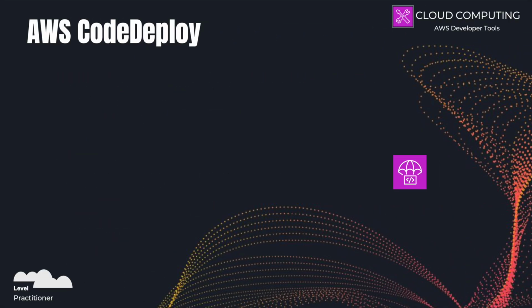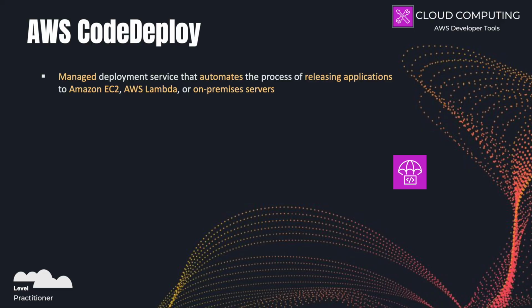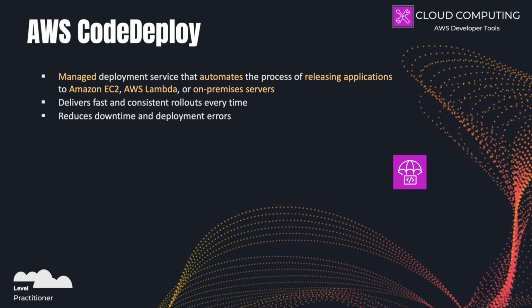Then we have CodeDeploy. After your code is built, it needs to be rolled out somewhere, maybe to EC2 instances, Lambda functions, or even on-premises servers. CodeDeploy automates the whole process, and it helps you release new versions quickly, reduce downtime, and avoid the mistakes that often come with manual deployment. Basically, it gives you repeatable and reliable deployments that are fast, automated, and consistent every time.